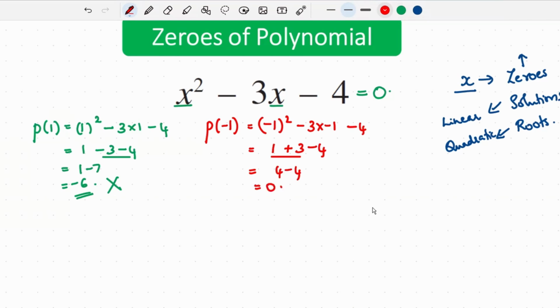So here you can clearly see that when I put the value of x as negative 1, it is making my polynomial 0. Therefore, I can say that x is equal to minus 1 is the 0 of the polynomial, or this is the value of x for this given polynomial. Alright, so the value of x which makes the polynomial 0 is known as the 0 of the polynomial.